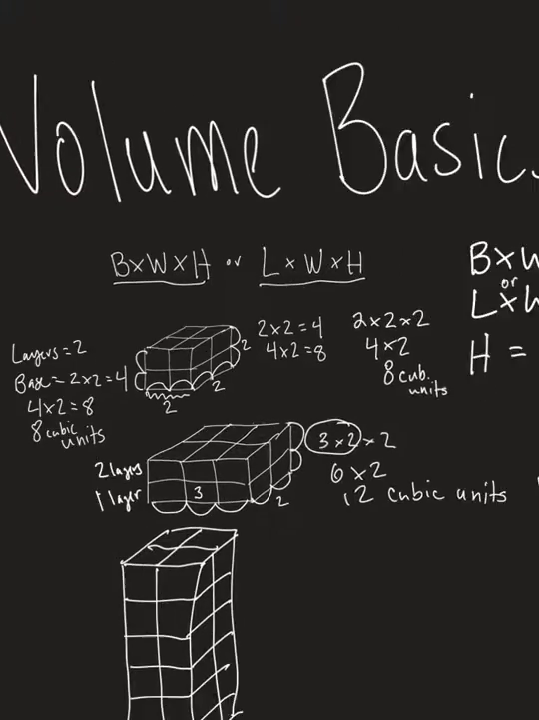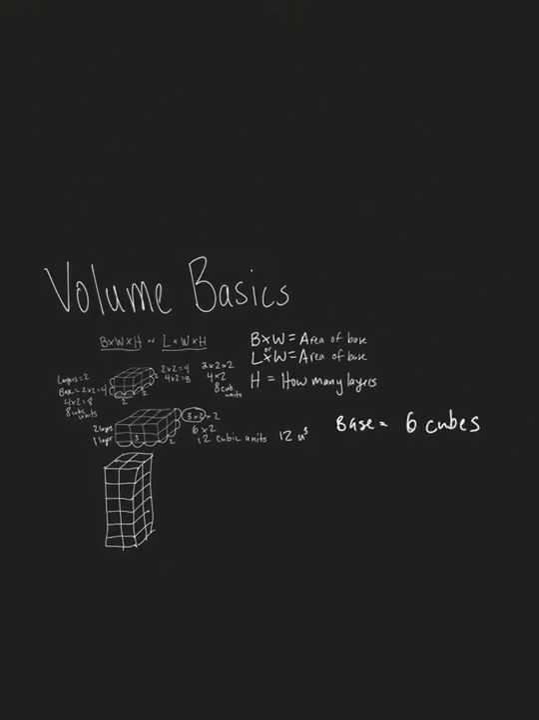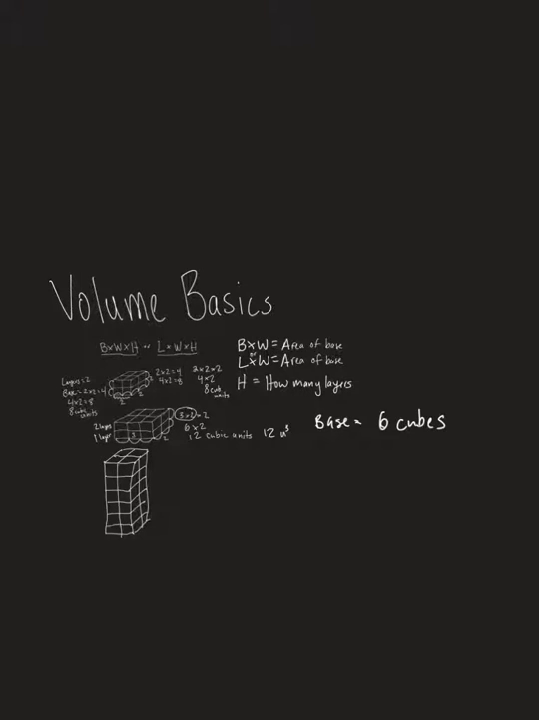So because it has 2 layers, that's where I get my 2 for my height, right? So I have 2 layers. So 6 times 2 equals 12. So I get my same answer. I get 12 units cubed.